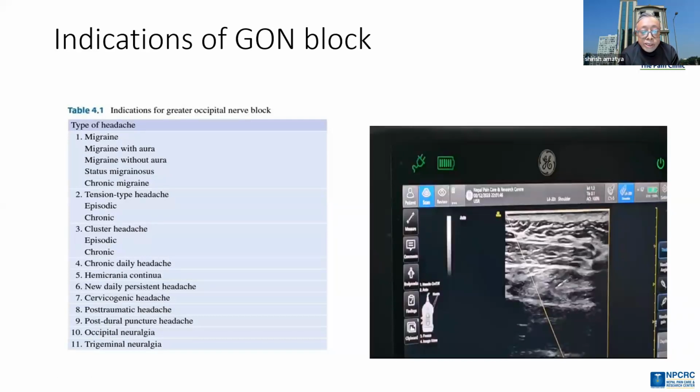In those cases also, they are giving a greater occipital nerve block to take care of pain. And even in trigeminal neuralgia, if the trigeminocervical complex is affected, then here also greater occipital nerve block gives excellent relief. I'll be showing you the video at the end of the class.